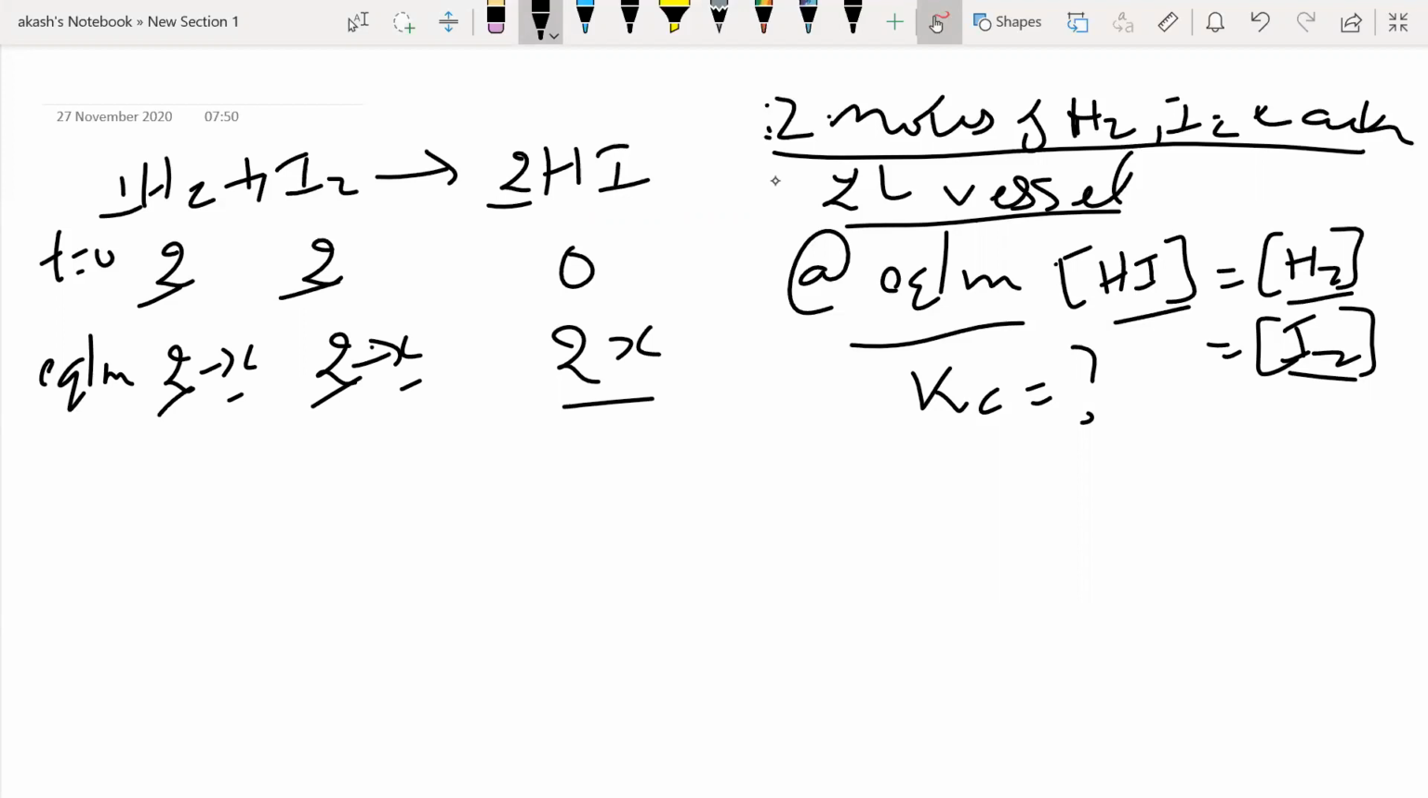Now these are the numbers of moles, right? Now if I do it in terms of concentration, this concentration at equilibrium will be what?